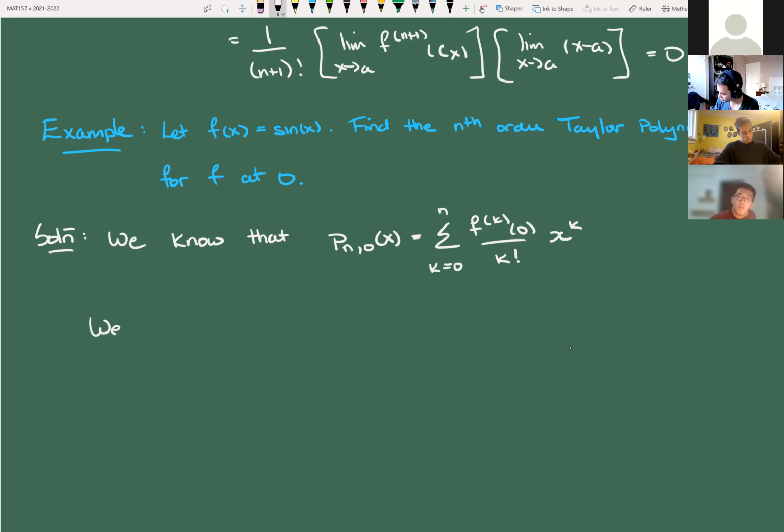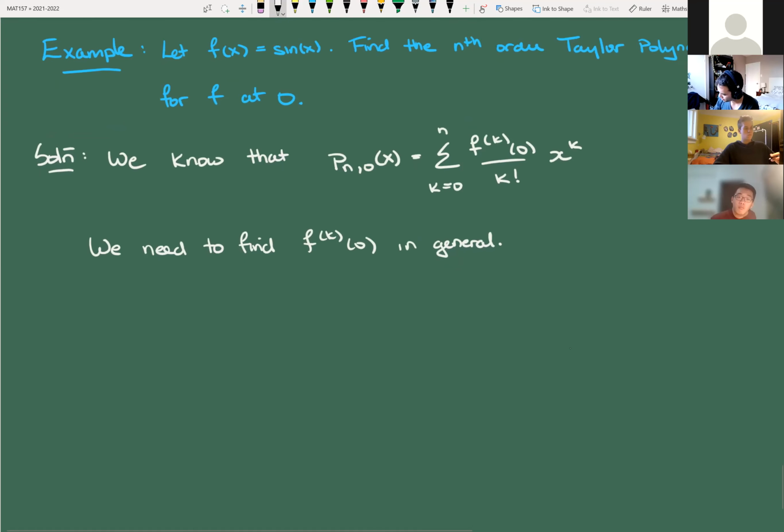So we need to find f to the k at 0 in general. And there's no guarantee that you can do this. Like if you're given an arbitrary function, unfortunately, the higher order derivatives usually don't have any nice symmetries to them, and it's impossible to write them down in general. But for a couple of nice functions like sine, that is definitely possible, right? So let's start computing derivatives of sine at 0 and see what we get.